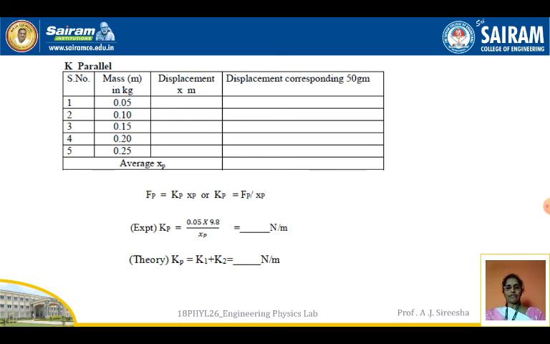And theoretically, we know the formula as Kp is equal to K1 plus K2. We know the values of K1 and K2. Substitute the values of K1 and K2 of the springs S1 and S2 and get the theoretical value. Here Kp experimental and Kp theoretical both will be approximately the same.